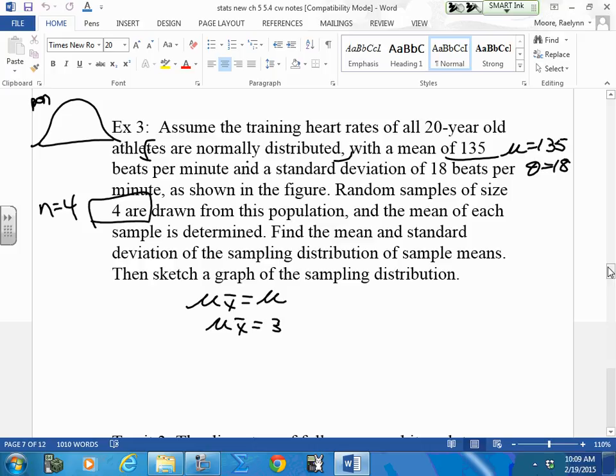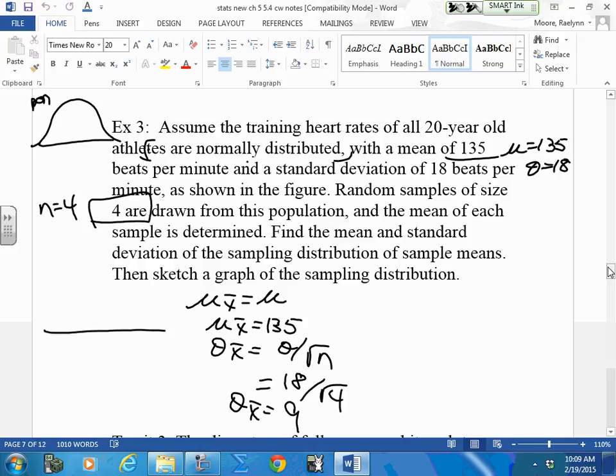So here's our mean. And our standard deviation, our standard error of the mean, says take the standard deviation and divide by the square root of n. So you're going to take their standard deviation and divide it by the square root of how many are in your sample. So this standard deviation will come out to 9. Look, already it got smaller, didn't it?